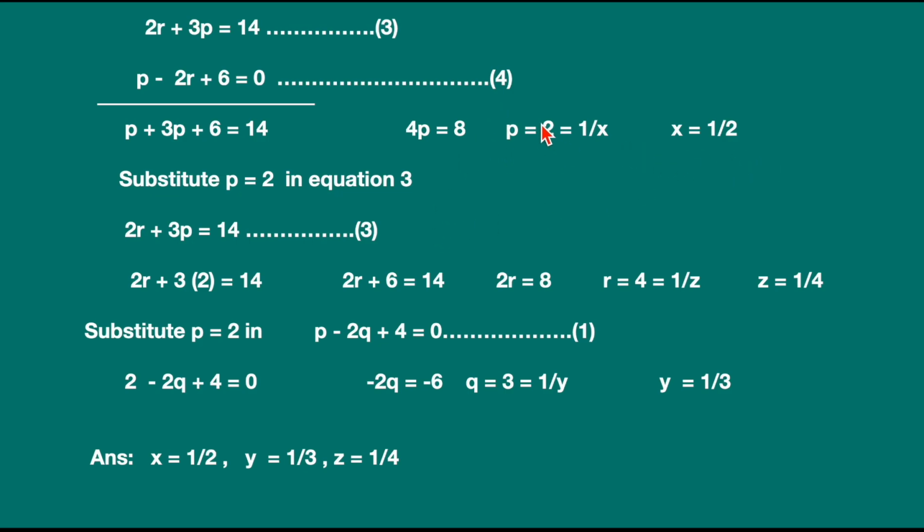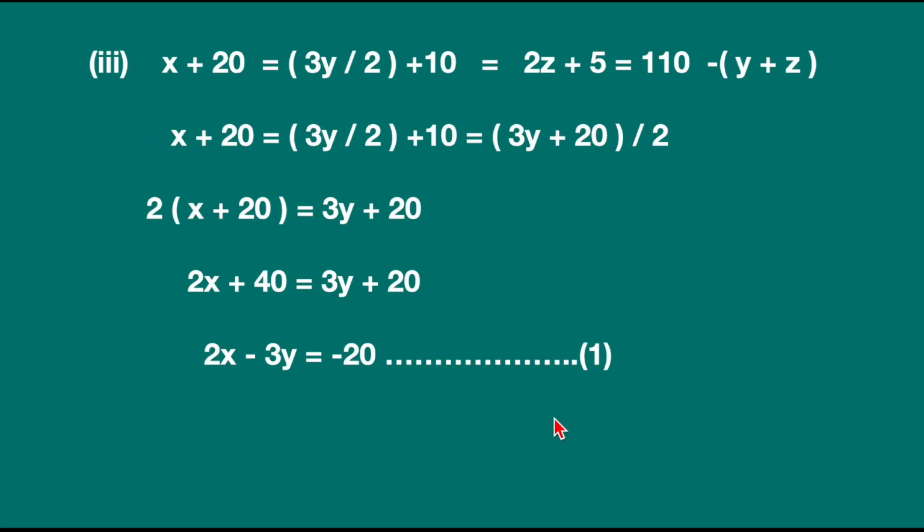Okay, now substitute p in any one of these equations. You will get the value of r. Any equation you can take. So substitute, you get the value of r as 4, and we know r is 1 upon z, so z is equal to 1 upon 4. Now you know the value of p and you know the value of r. You can substitute in this equation and you can get the value of q, and that will give us the value of y, 1 upon 3.